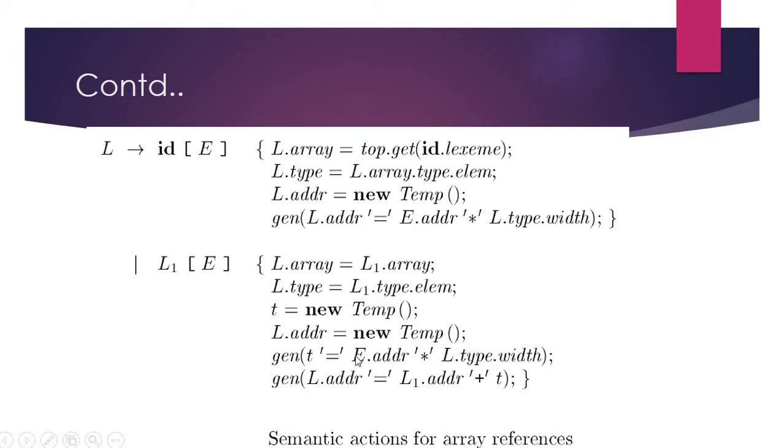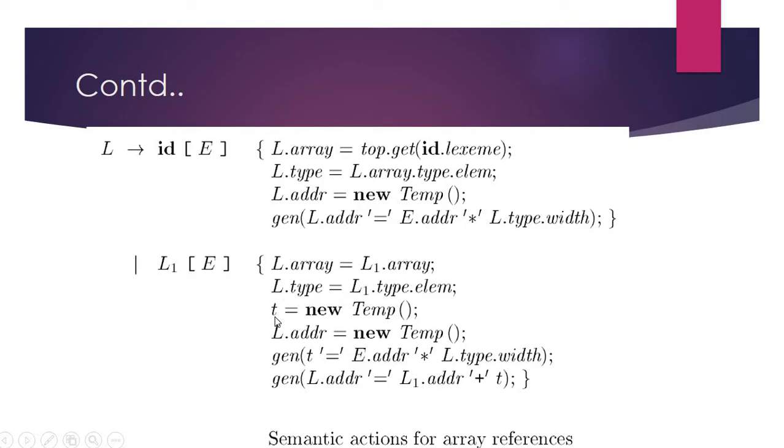For this, what are the semantic actions? Let us see. L1.array, that value will be retrieved from the symbol table. That will be the parent details. Then whatever the type of each and every element in L1, that will be the type of the parent L.